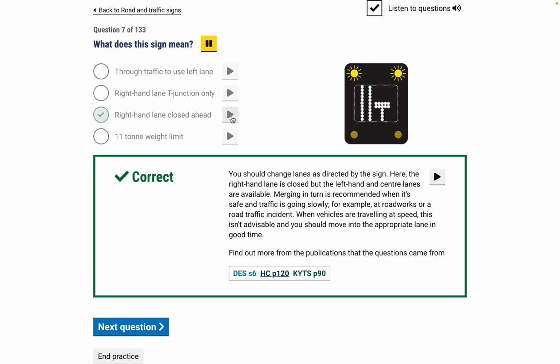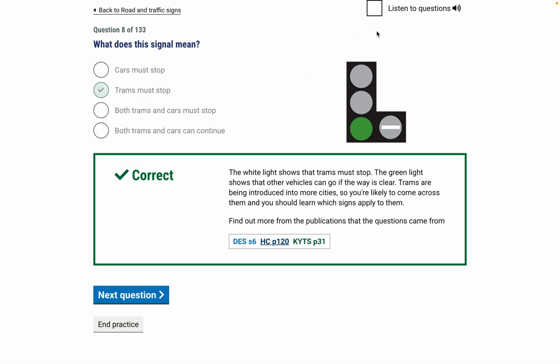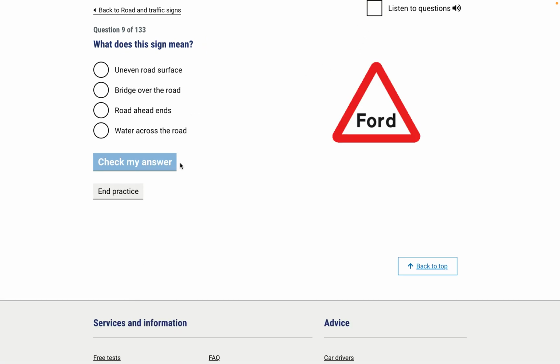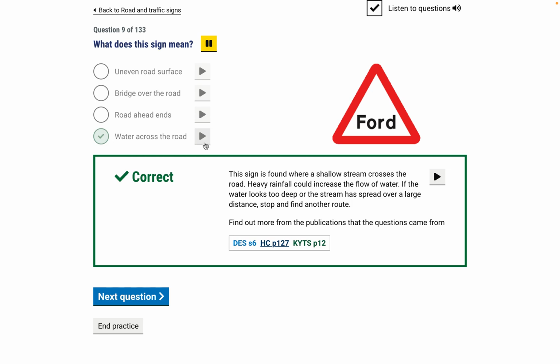What does this sign mean? Right-hand lane closed ahead. What does this signal mean? Trams must stop. What does this sign mean? Water across the road.